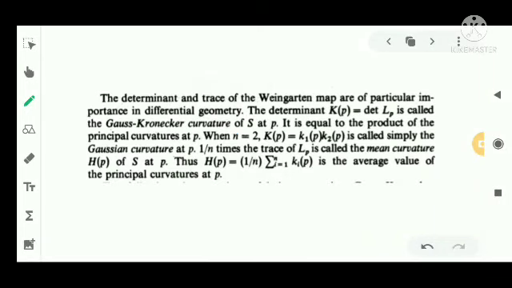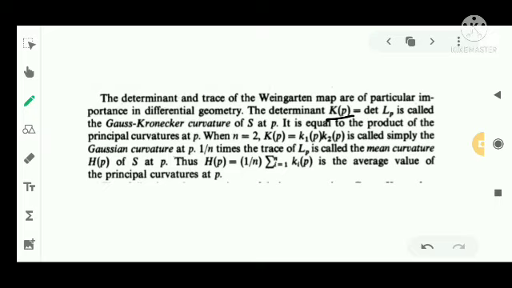The determinant and trace of the Weingarten map are of particular importance in differential geometry. The determinant of the Weingarten map, that is, the determinant of L_P, is called the Gauss-Kronecker curvature of the surface S at P, and it is denoted by K(P). It is equal to the product of principal curvatures at P.